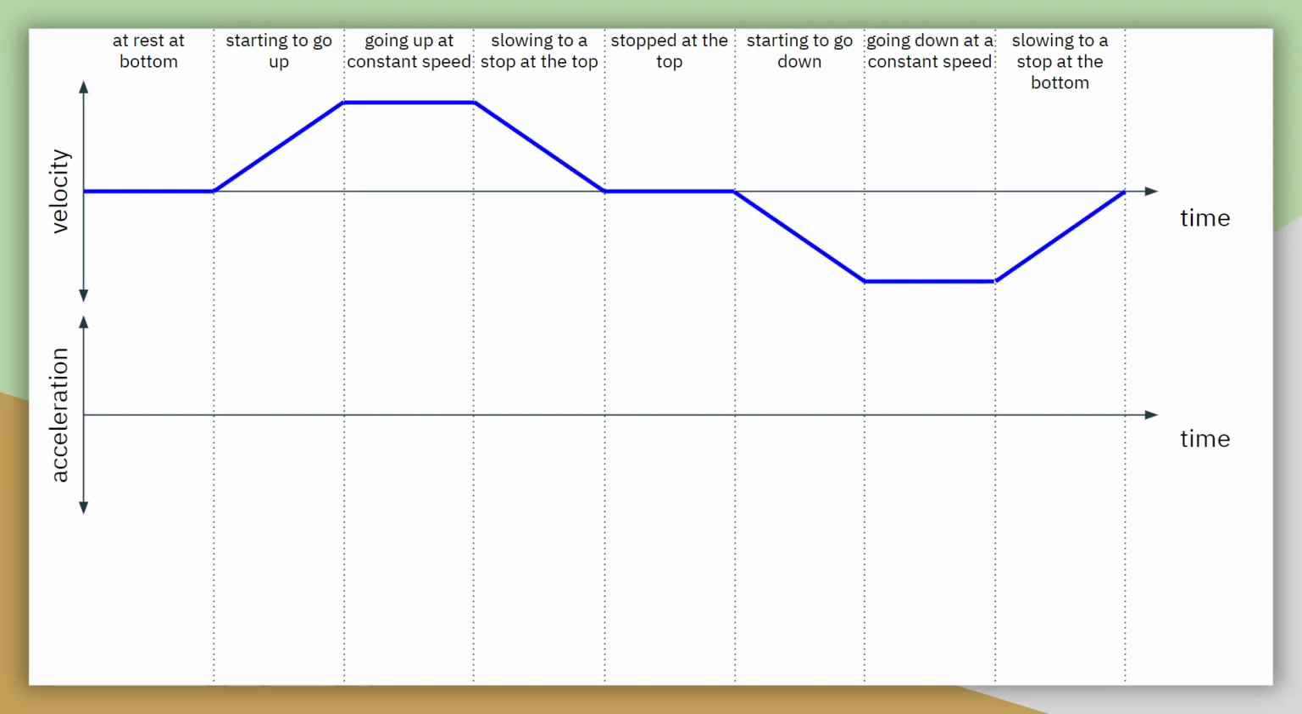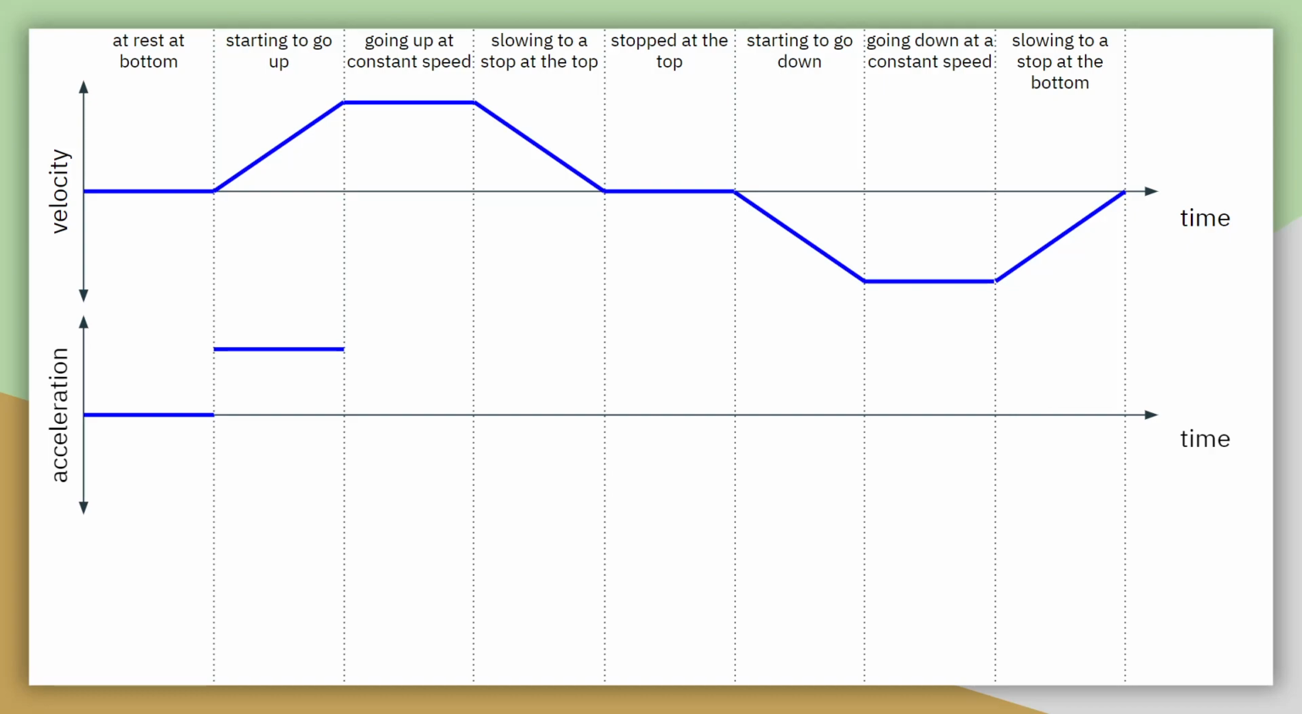Now, to construct the acceleration time graphs here, we're going to be looking at the slopes of a velocity time graph, because the slope of a velocity time graph is acceleration. While the elevator is at rest at the bottom of the elevator shaft, we have a perfectly horizontal line on our velocity time graph. So we have no slope, which means there is an acceleration of 0 when the elevator is at rest. When the elevator starts to go up, we have that positive slope on our velocity time graph, so we have a positive acceleration during that time.